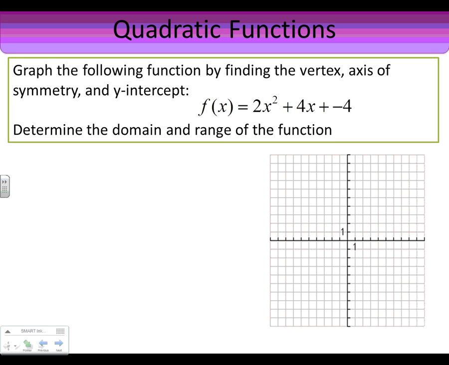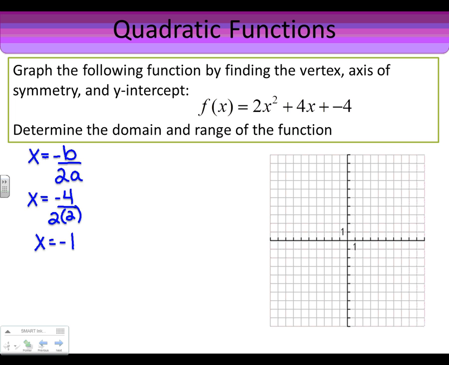So we have the equation f of x equals 2x squared plus 4x minus 4. I don't know why I put both of those there. Okay, so the first thing we want to do when we're graphing it by hand and we're not putting it into vertex form, we need to find the vertex. So our axis of symmetry is first and foremost. We have to find where the center of that parabola is. So x equals negative b over 2a. So negative 4 over 2 times 2. So x is equal to negative 1.